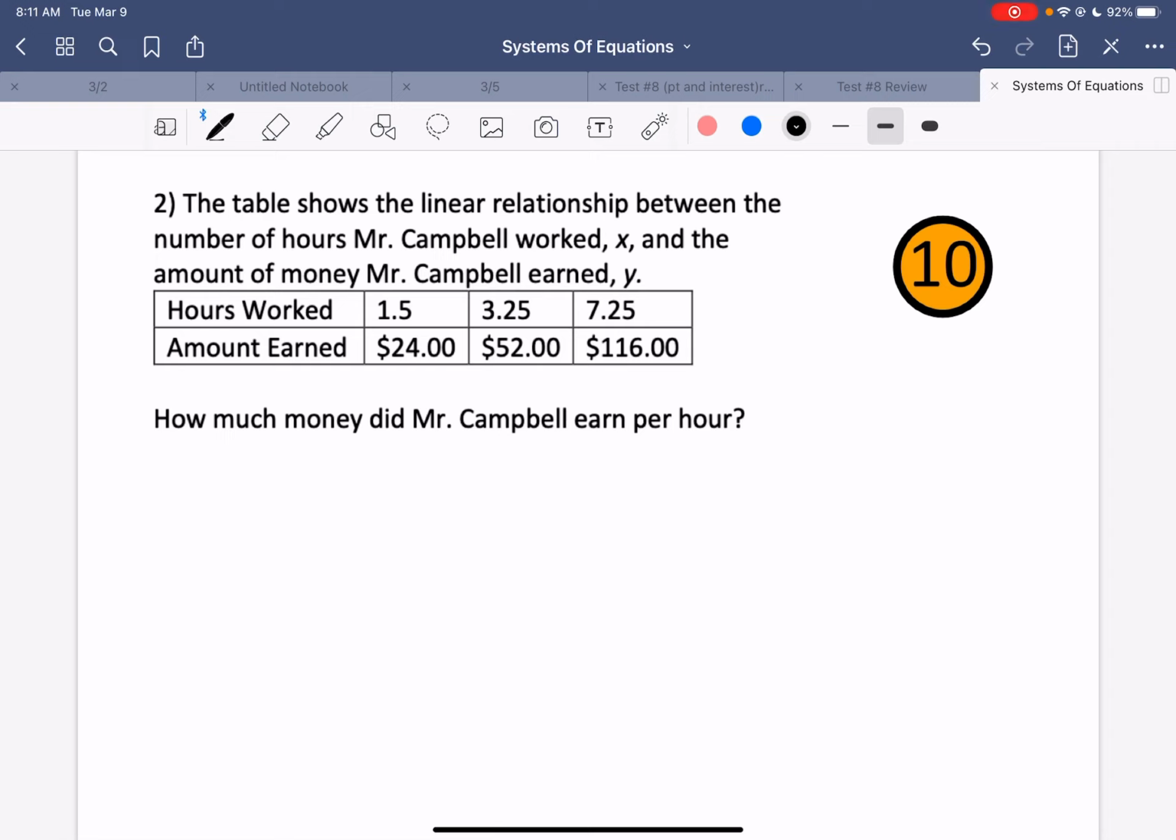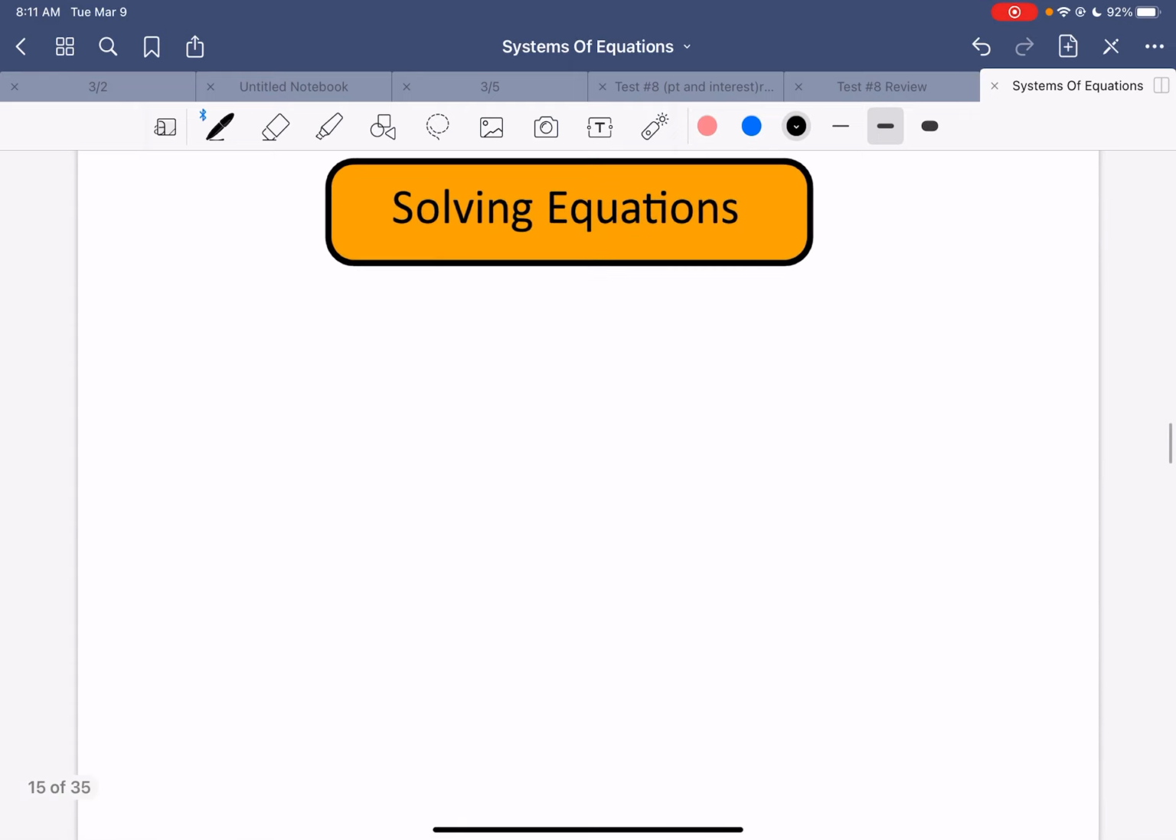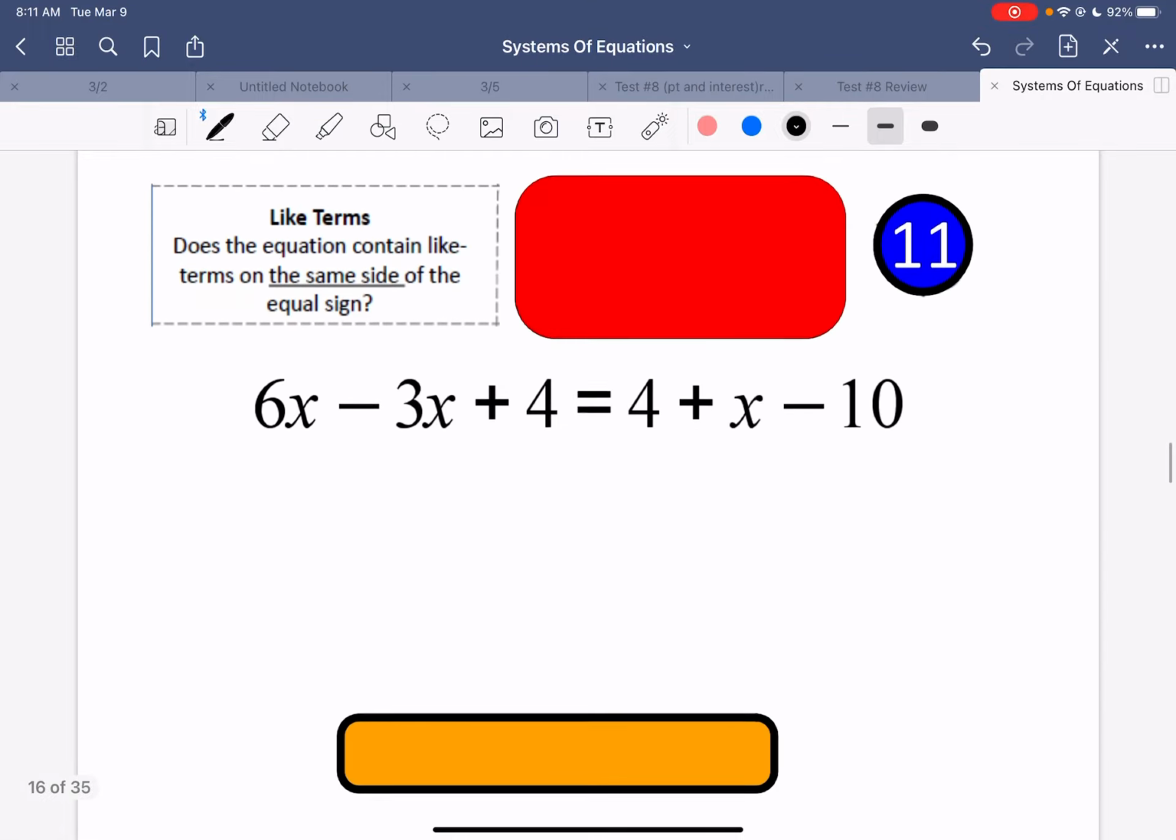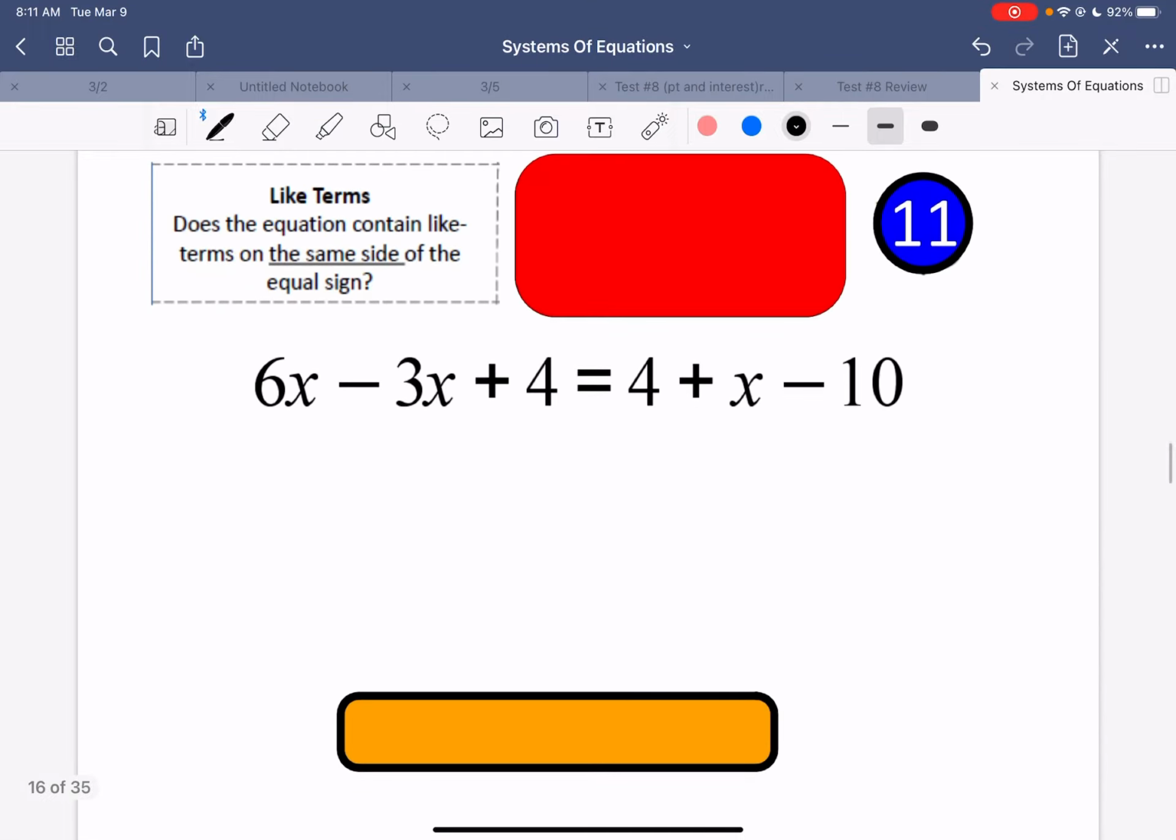So this is where we can think about it being a proportional relationship and dividing our y by the x, since if he worked 0 hours, it would be $0. So that would be proportional. Okay. And solving equations is something that we have definitely covered so far.